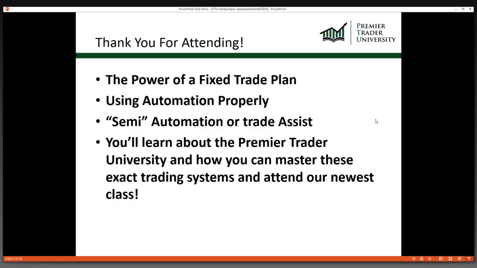I'm going to be talking about the power of a fixed trade plan. When you have a fixed trade plan, what I mean by that is exact entry, targets, and stops. So you start to think, well, geez, if I'm trading with exact entry, target, and stop, shouldn't I be able to automate the trading? Why do I have to work? Well, I'm going to talk about using automation properly, and then what I kind of call semi-automation or trade assist.